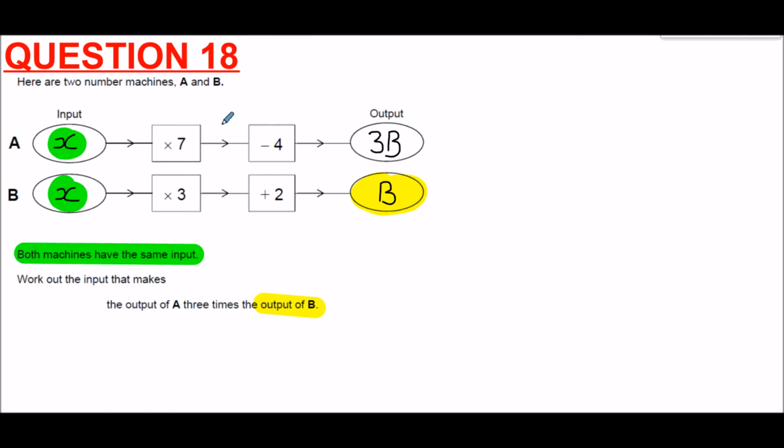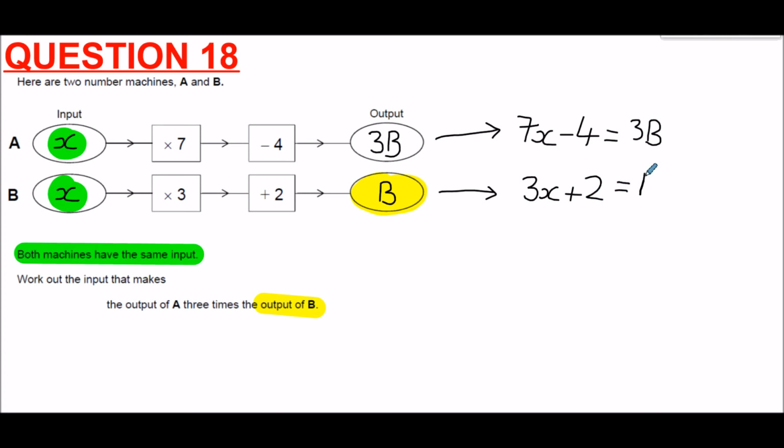Now, using these number machines, we can generate an equation from A and from B. So the equation from A, x comes along, is multiplied by 7. X times 7 means 7x. And then we take away 4, and the outcome of that is that we get 3b. And from the bottom number machine, x gets multiplied by 3. This one's 3x plus 2. And that one equals b.